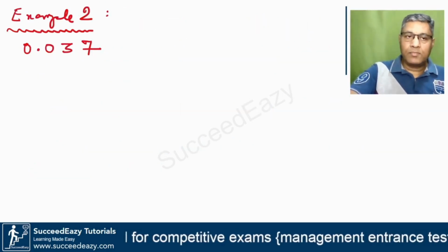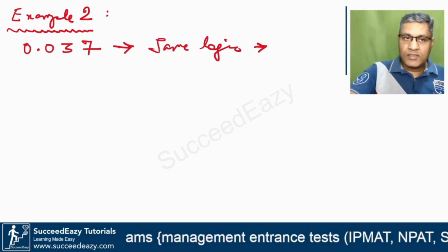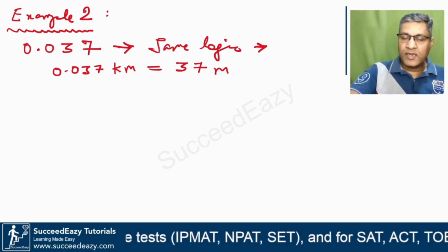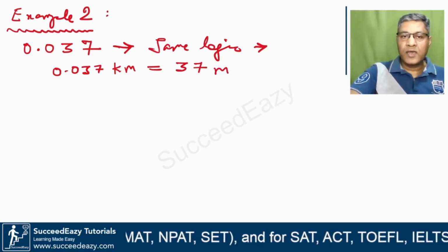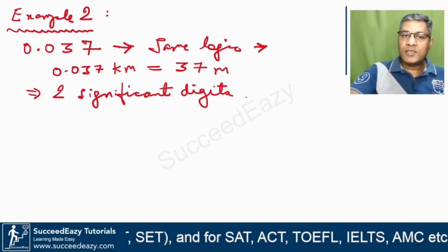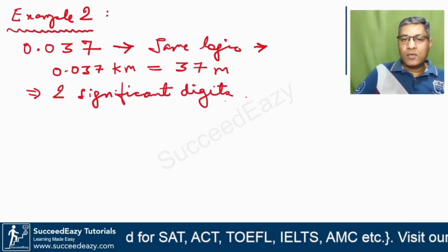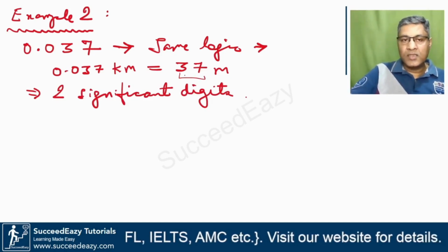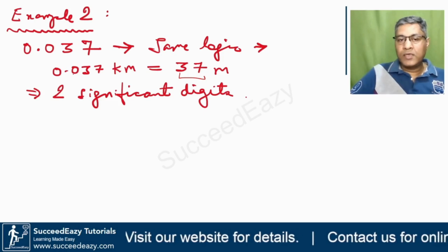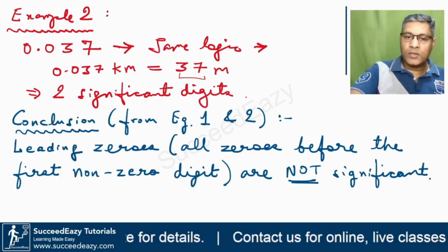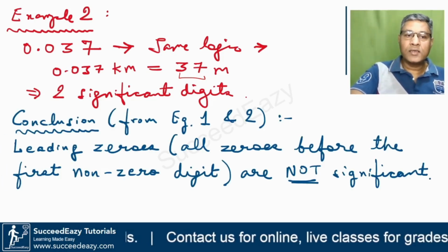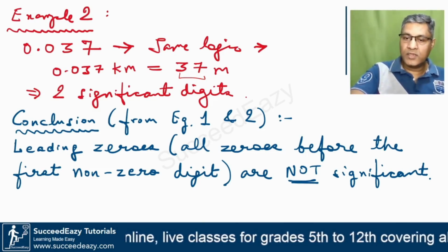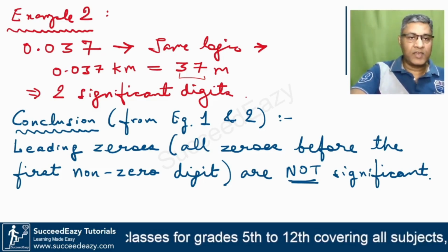Let's see another example, 0.037. Let's use the same logic. 0.037, if it is in kilometers, let's say, can be expressed as 37 meters. That means actually we are talking about only 2 significant digits and not 3, and therefore the leading zero can be ignored, right? So the conclusion from examples 1 and 2 is that leading zeros, that means all zeros before the first non-zero digit, are not significant.